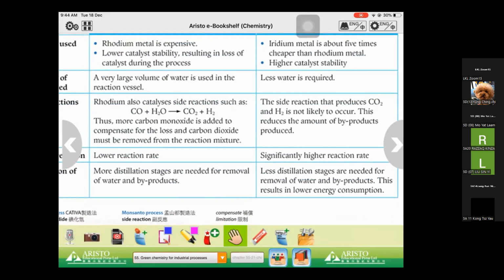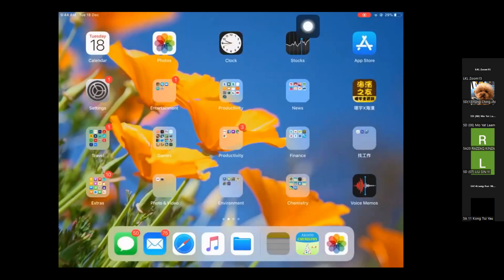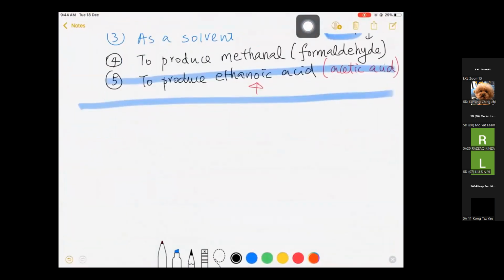There are fewer byproducts and a higher reaction rate, so fewer distillation stages are needed, and not as many separation processes. That is the difference between the Monsanto process and the Cativa process. Okay, let's go down to our notes. First, you have to remember the name of the process: carbonylation of methanol. Carbonylation represents what reactant? As mentioned before, what does carbonylation mean for the reactant? Nobody responds. CO, carbon monoxide.